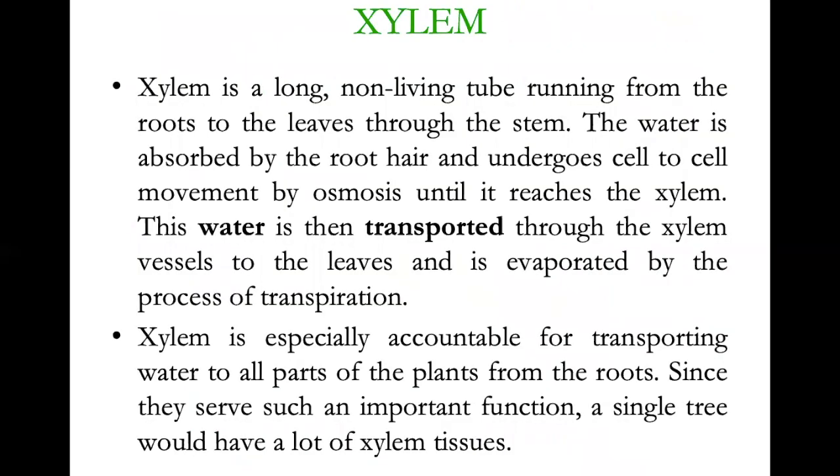So, what is xylem? It is a non-living tube that is running in the stems from the roots to the leaves. The root hairs that are found in the root will absorb water, and water will move from one cell to another by the process of osmosis. What happens in osmosis? Osmosis is movement of water from a region where water content is more to a region where water content is less. And that is how water is transported to the xylem. And from the xylem of the roots, it reaches the upper part of the plant by the process of transpiration mainly.